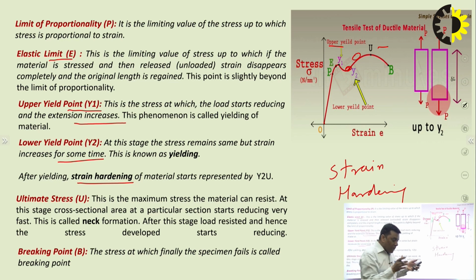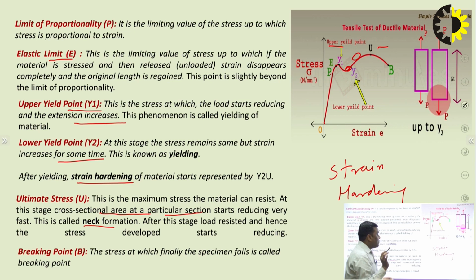So if the cross-section area is reducing suddenly, then obviously the value of stress is increasing rapidly. That is the effect of necking, and that's why the material reaches the break point. Beyond point U, which is the ultimate stress, the maximum stress the material can resist, the cross-sectional area at a particular section starts reducing very fast. This is called the neck formation.